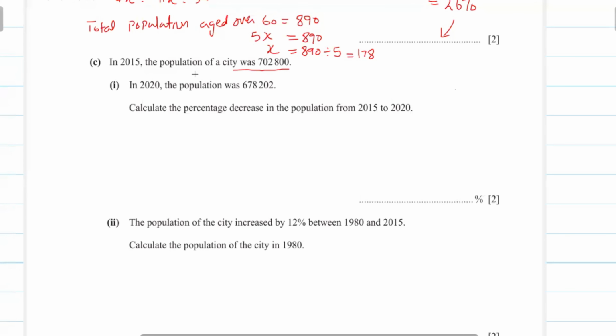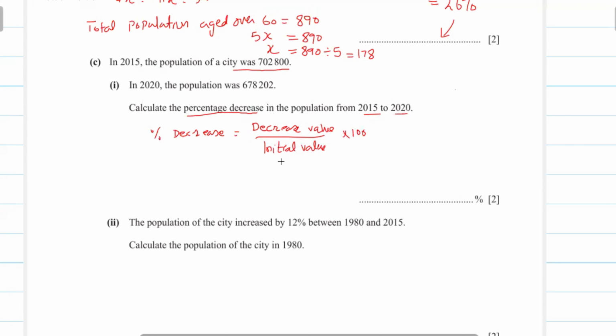Part C. In 2015, the population of a city was 7,02,800. In 2020, the population was 6,78,202. Calculate the percentage decrease in the population from 2015 to 2020. The percentage decrease is equal to the decrease value over our initial value, multiplied by 100.